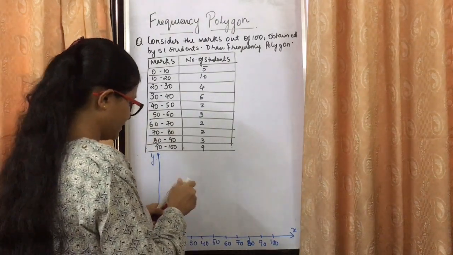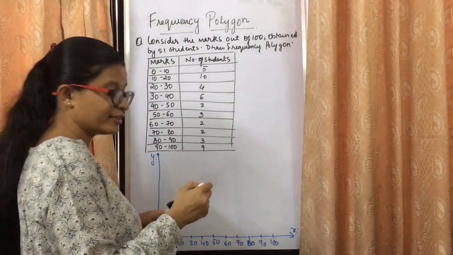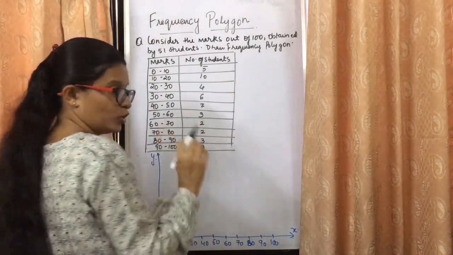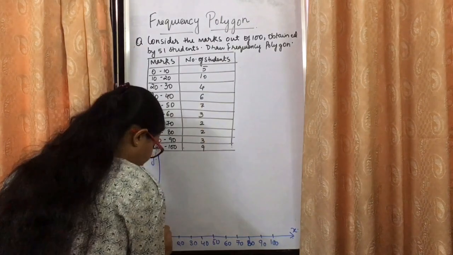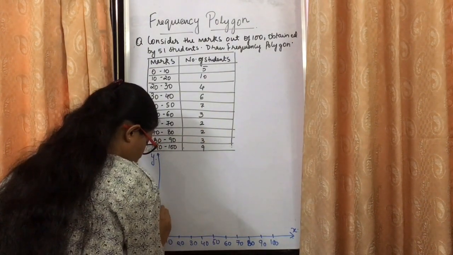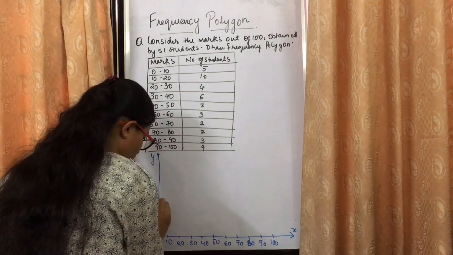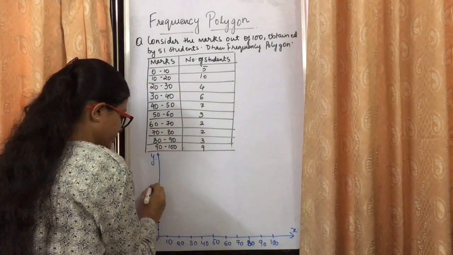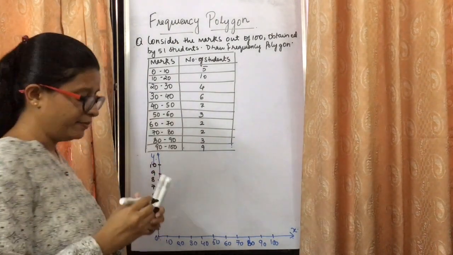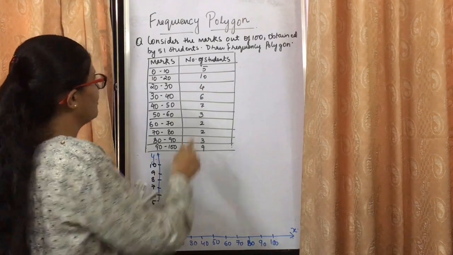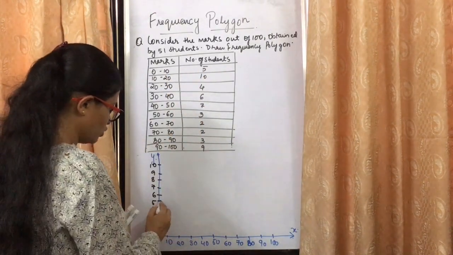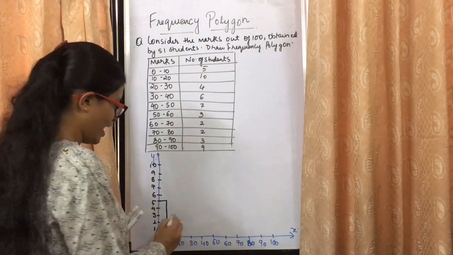Now on y-axis I will be plotting the number of students which I have. So maximum number of students is 10 in one group. Altogether the number of students are 51. 1 का स्केल ले लेती हूँ. 1, 2, 3, 4, 5, 6, 7, 8, 9 and 10. Fine. Now to draw a histogram, 0 to 10, how many students are there? 5 students are there. So 0 to 10, so can I draw like this? This is my first bar.